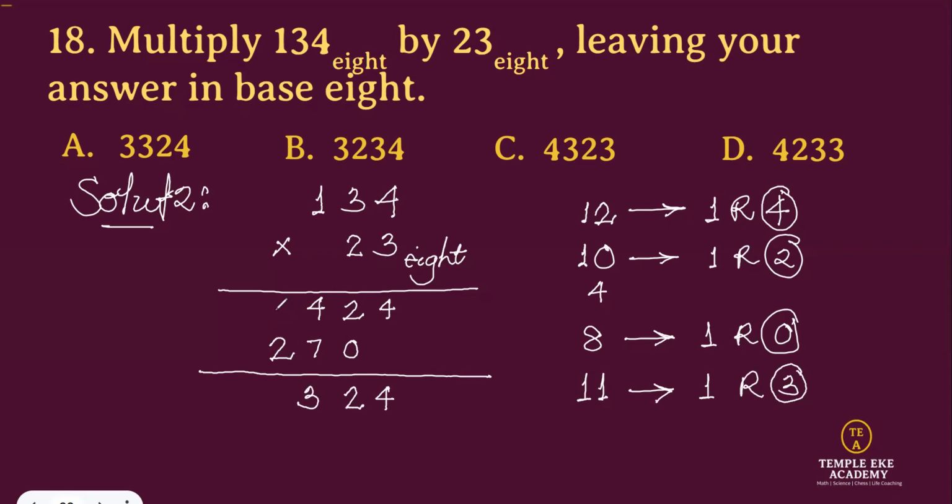The 1 plus the 2 existing here gives us 3. 3 being less than 8 can be written. And this is to the base 8, our final answer. Very simple. And that is actually option A right there.